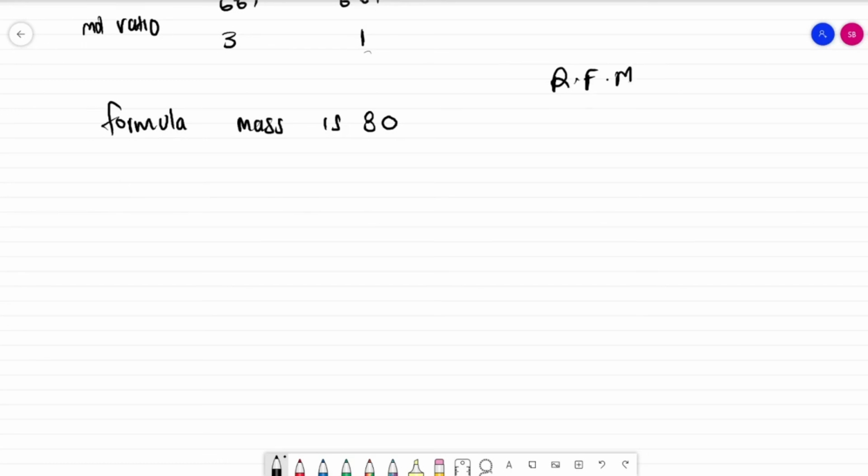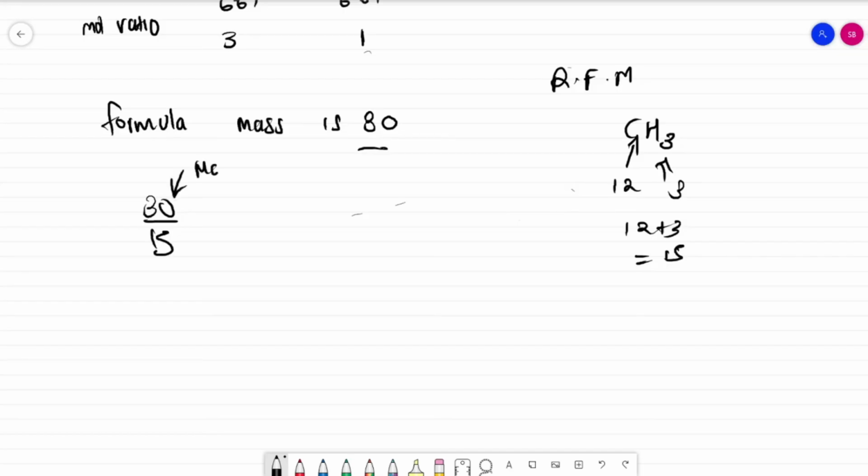RFM, the relative formula mass of CH3, which will simply just be 15, because carbon is 12 and hydrogen is 3. So 12 plus 3 is 15, and the formula mass is 30, so 30 over 15. Okay, so this is the mass. Okay, this is the RFM. This will give us 2. So you just multiply everything by 2 to give your answer.